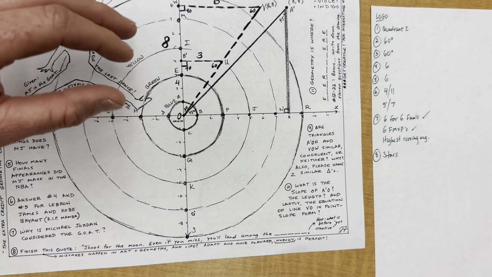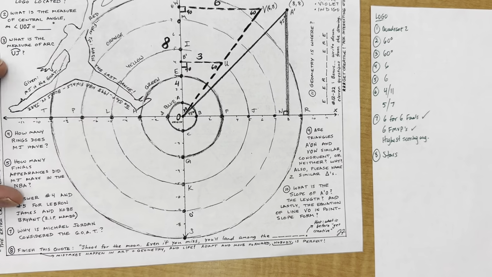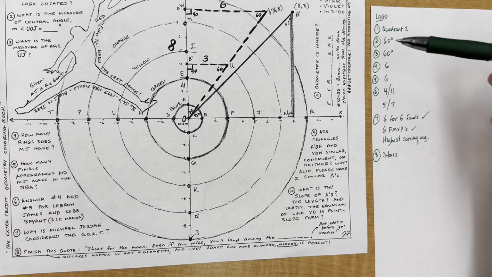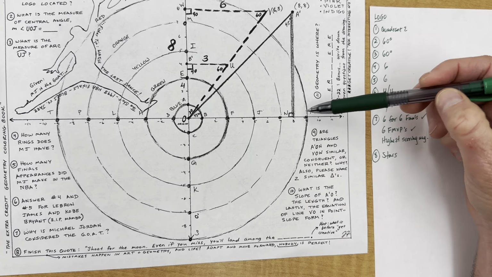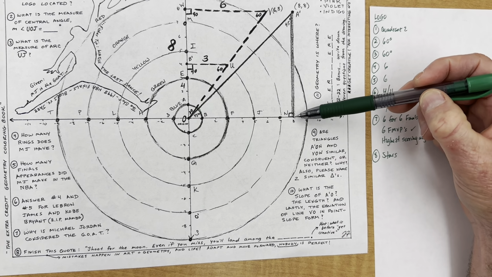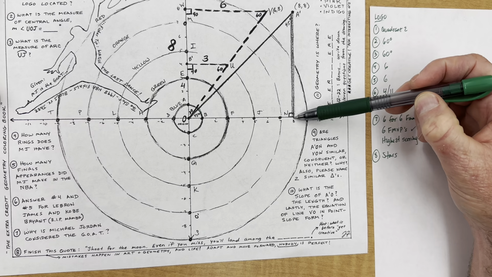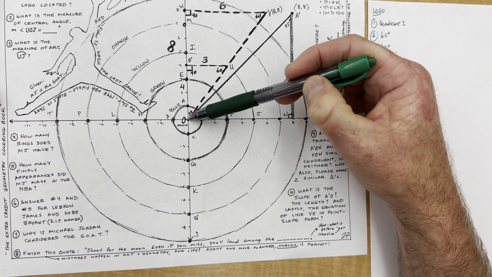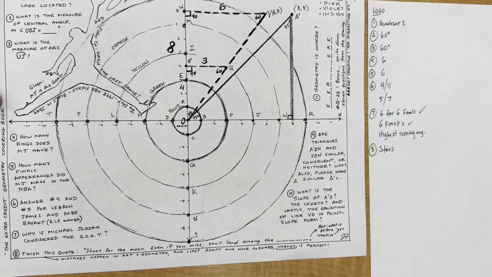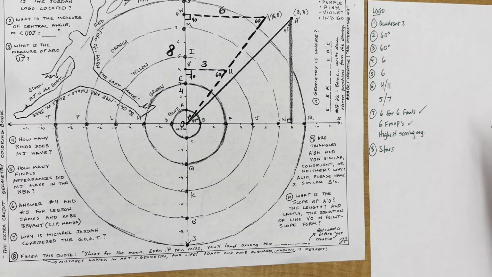Let's go to number 9. Are triangles A prime, O, N, and V, O, W similar, congruent, or neither? Why?